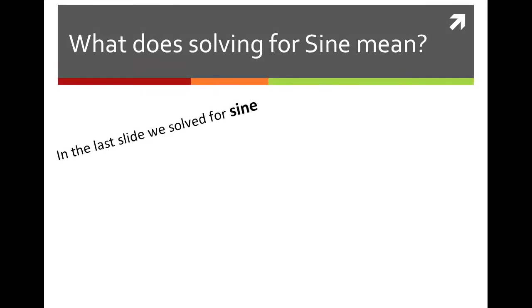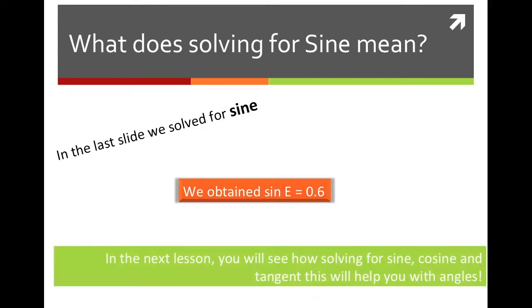What does solving for sine mean? Since we solved for sine, we got that sine of E was equal to 0.6. In the next lesson, you will see how solving for sine, cosine, and tangent will help you with angle measures.